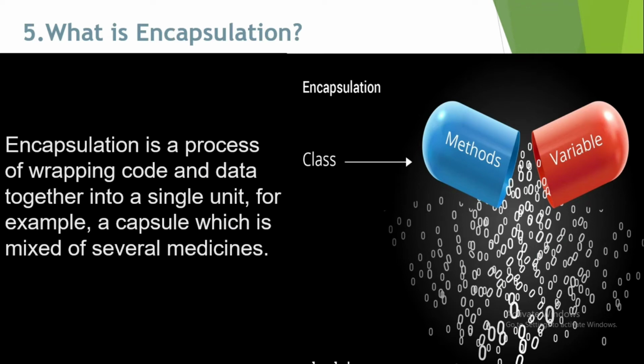So next question is what is encapsulation. Encapsulation is the process of wrapping data and code together into a single unit. For example, a capsule which is a mix of several medicines. As you can see, in our class we have methods and variables, and we combine them into a single unit, that is class. If we talk about real life, then in a capsule we have different medicines inside it. That works as the methods and variables, and the complete capsule or template works as a class.